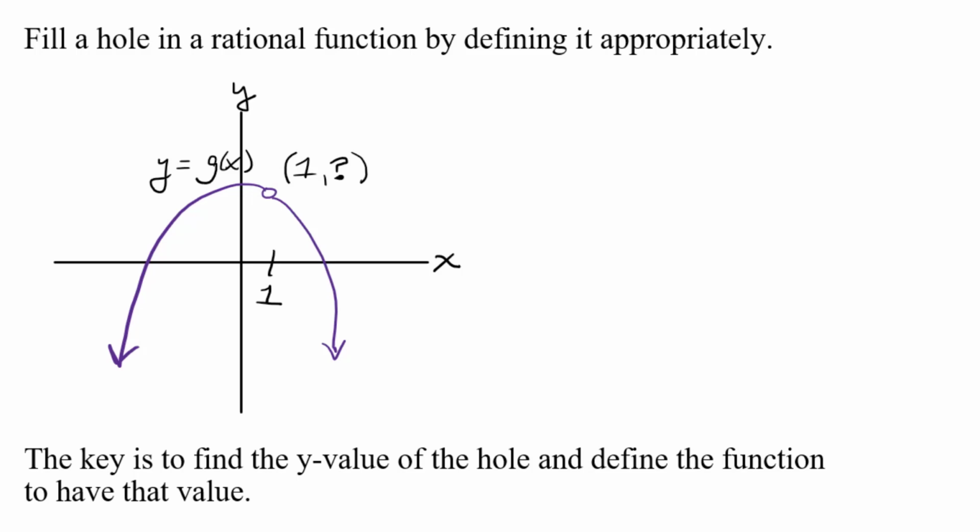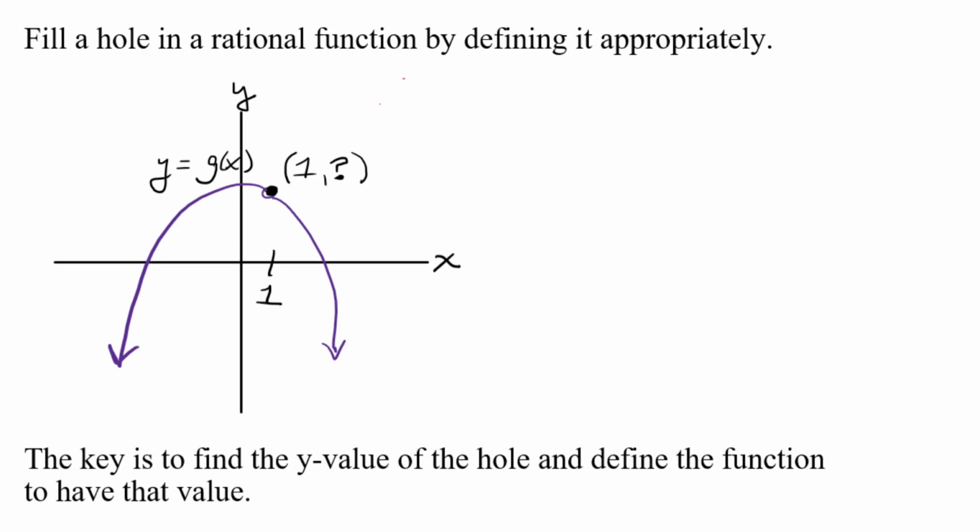In this video, we're going to fill in a hole in a rational function by defining it appropriately. The key is to find the y value of the hole and define the function to have that value. So in the graph that we're looking at right here, you can see there's a hole at the x value 1. We want to fill that by saying, okay, let's let that y value be blank. Problem is that we don't know what that y value actually is here. So the challenge is to figure that out. But there's a very easy way to do it.